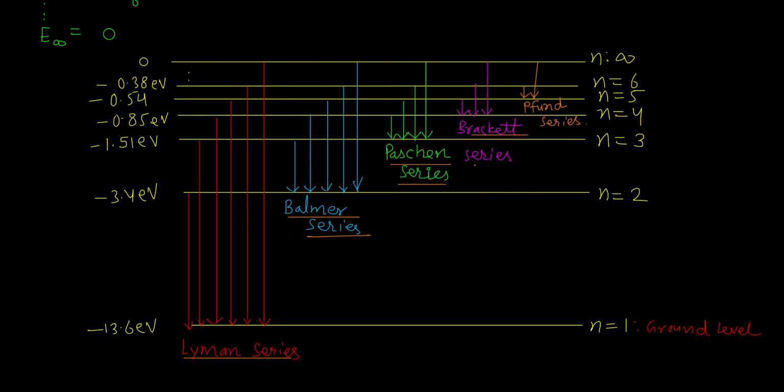In Brackett series electrons come to n equal to 4, and in Pfund series electrons come back to n equal to 5 from any of the higher energy levels.